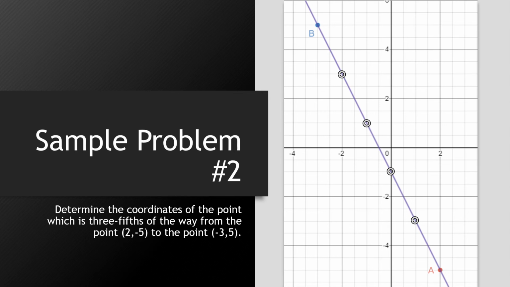So we want to know the coordinate of the point 3/5 of the way from this point to that point. So I divided the line into 5 line segments. Then from point A, the 3/5 of the way is 1, 2, and 3. So that is this point. So we know that our point should be in the second quadrant.